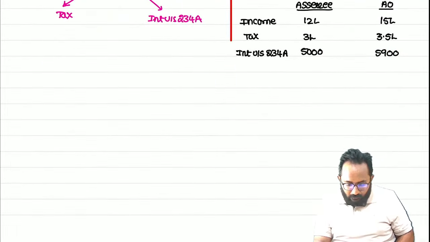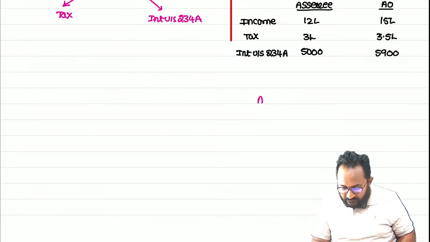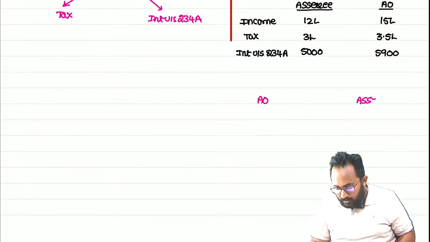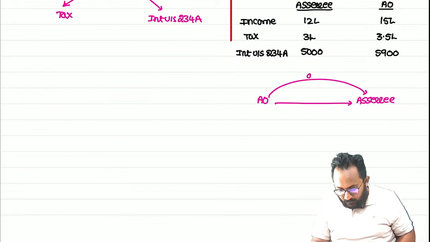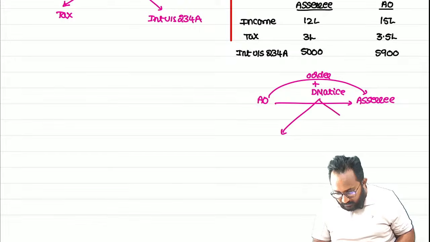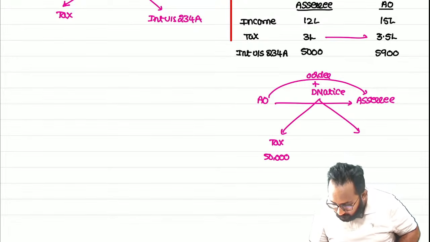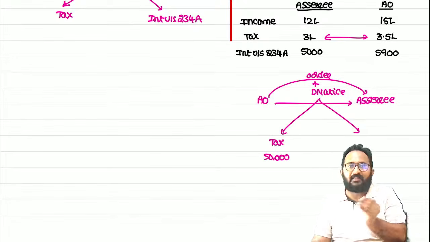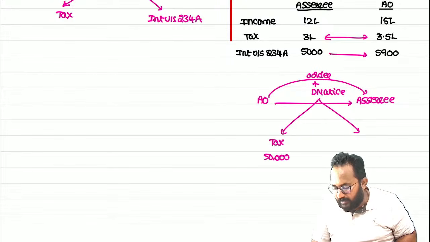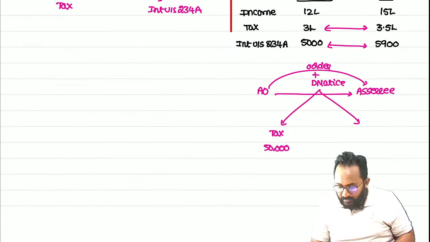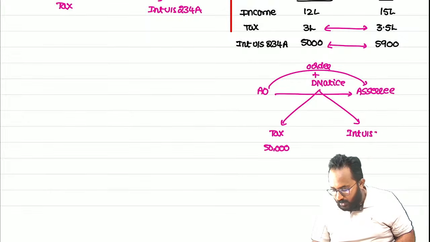Now after completion of the assessment, the AO will send what? Demand notice to whom? SSC. So the assessment order they will send first. Now they will send the demand notice also. In this demand notice, what will they ask? Tax, how much will they ask? 50,000 only, because already you paid how much? 3 lakh. Now they will ask for the extra. Here interest also, earlier how much did you pay? 5,000. Now interest under section 234A, how much will they ask?